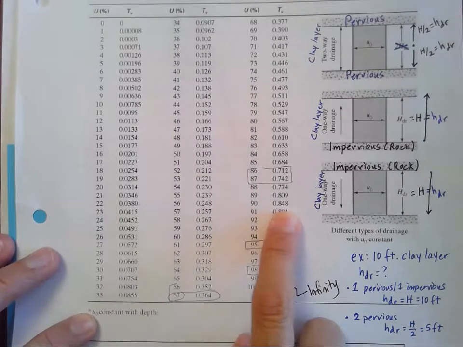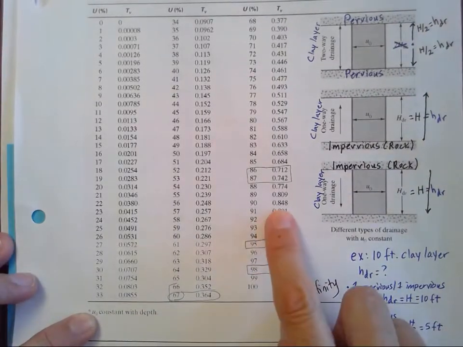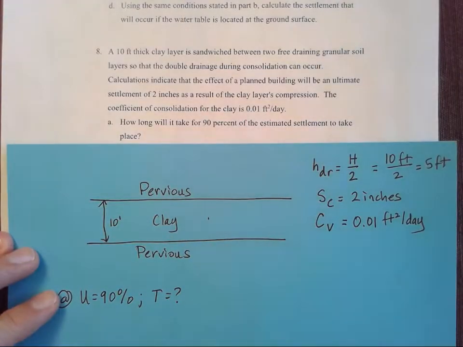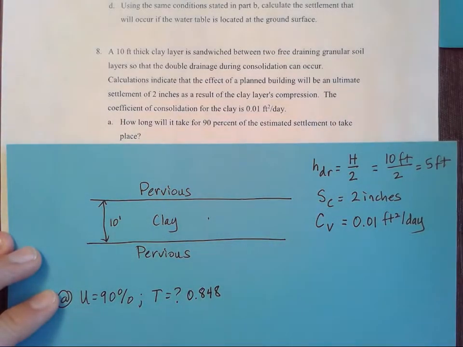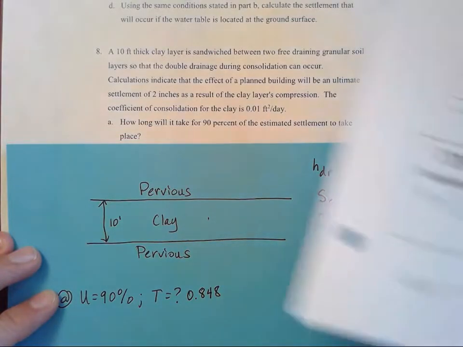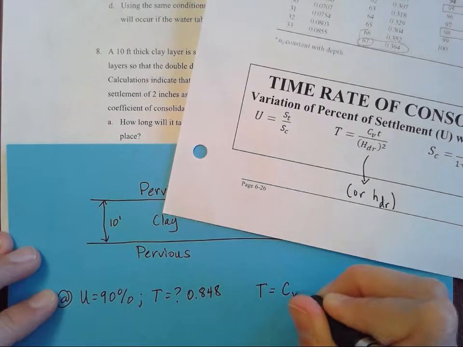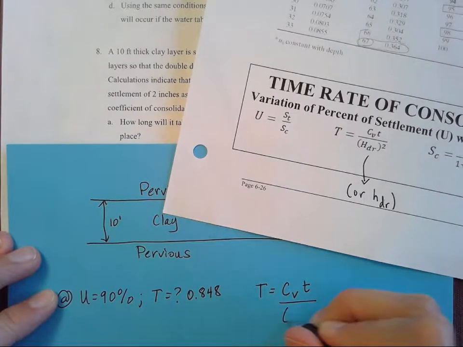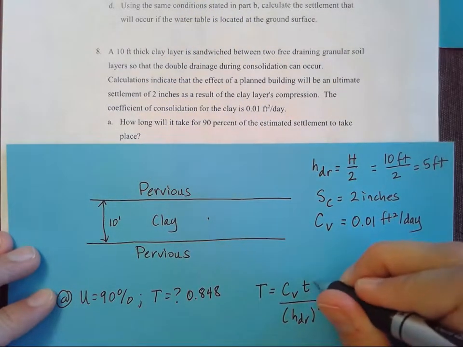So at 90%, my T is 0.848. I'll just go ahead and use that to 3 digits, but usually 2 digits is fine. So my T is 0.848. And then I'm going to go ahead and use my formula, which is also at the bottom of this page. And I'll go ahead and write that here. That T is equal to that coefficient of consolidation, CV, times little t over my HDR squared. But remember, in this case, I'm looking for how long it will take. So I'm really looking for this little t.